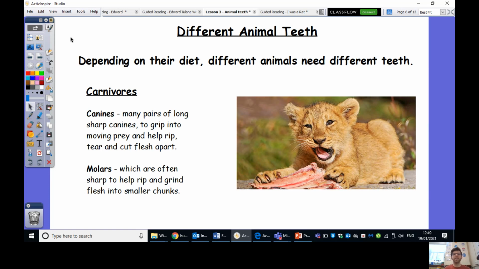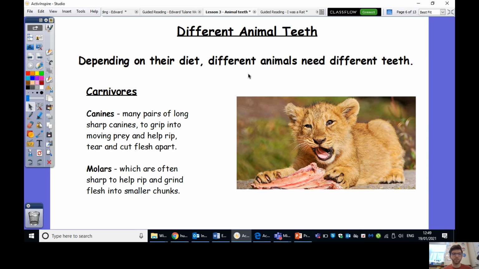So, depending on their diet, different animals need different teeth. All humans are born and end up growing the same types of teeth. However, with animals, it's very different. For instance, as you can see, this lion has a very different set of teeth to a donkey, which has a very different set of teeth to a bear. All animals have different sets of teeth because they have different jobs that they need to perform with them.